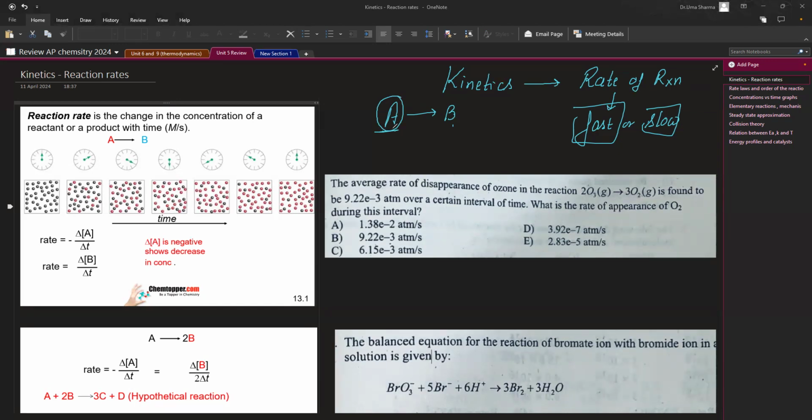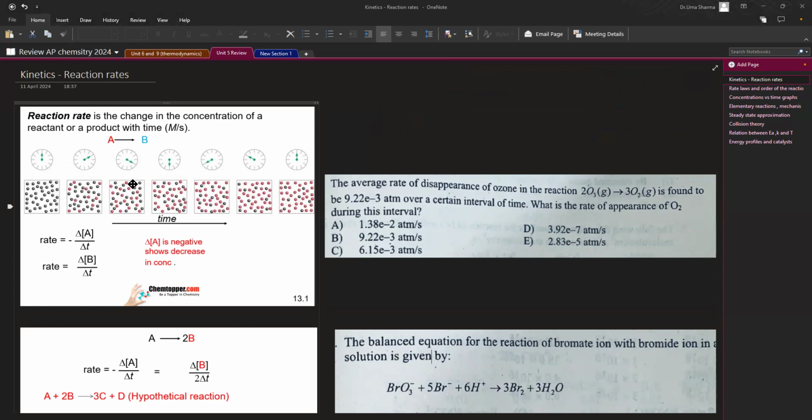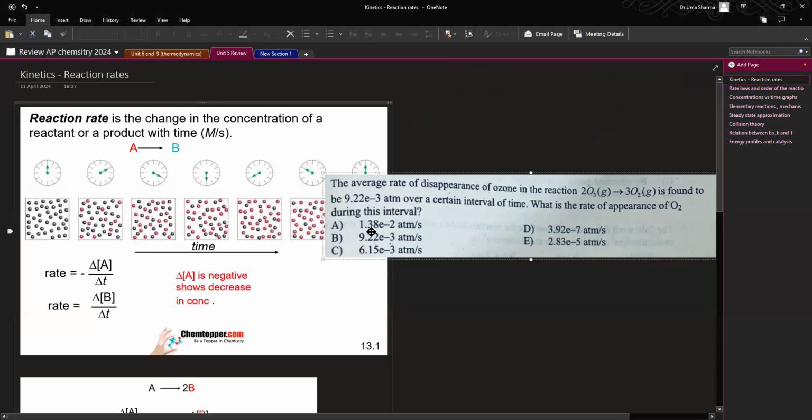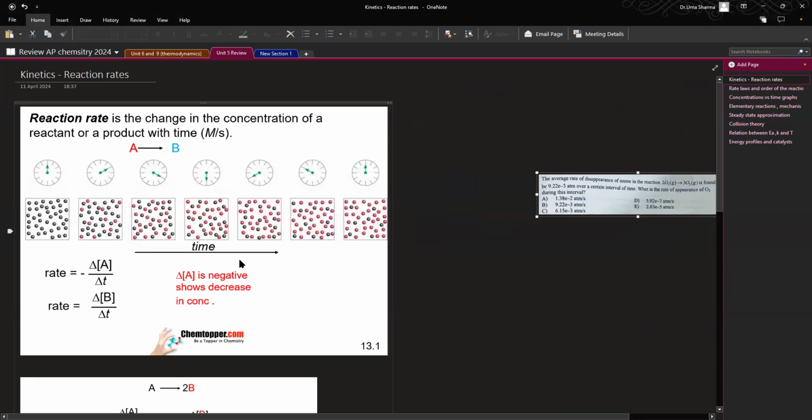Some reactions are very slow. They need years and years to take place. Some reactions are very fast, explosive, within microseconds they happen. In our biological system, reactions are very, very fast. But outside in nature, many reactions are happening, but they are very slow. So that's what you are going to learn in kinetics. So let's start with this meaning over here.